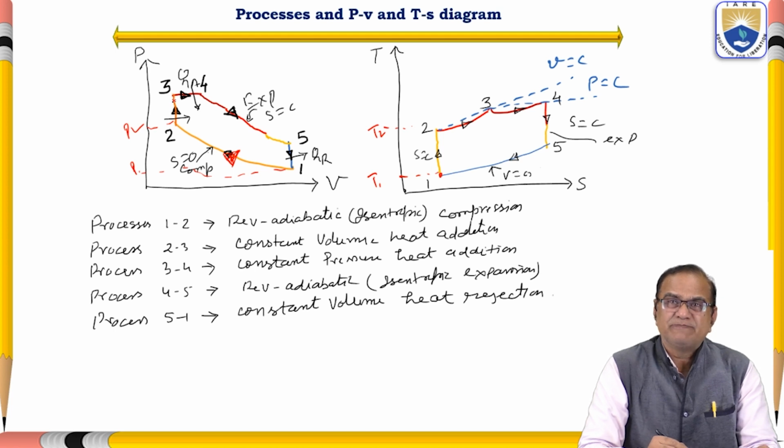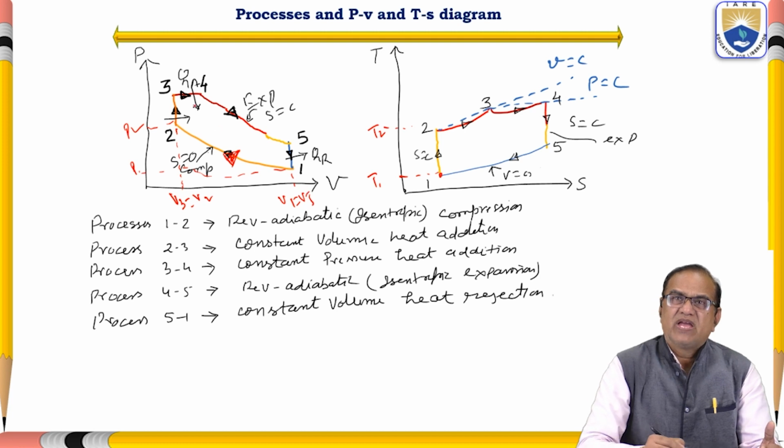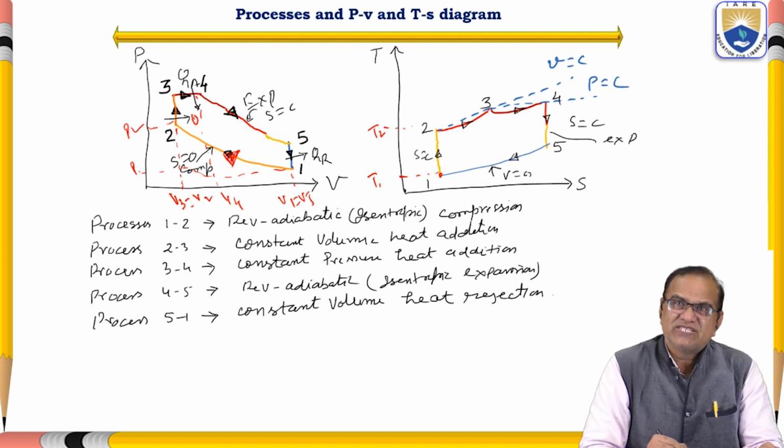Now the next process is 2-3. This 2-3 is an isochoric heat addition or constant volume heat addition. Here, V3 is equal to V2, and V1 is equal to V5, and this is V4. Okay, so 2 to 3 is a heat addition. We are adding the heat here at a constant volume, and also we are adding heat from 3 to 4.